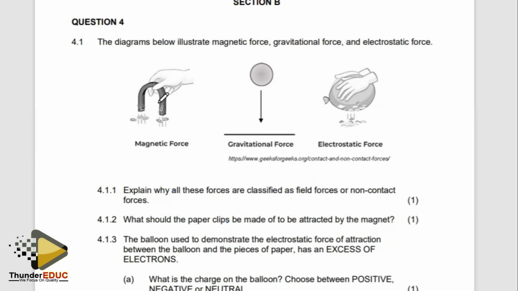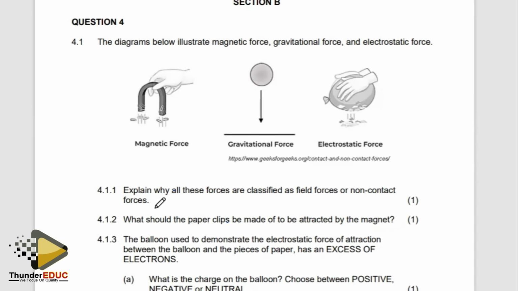If we check on magnetic force there, you see that those forces are not in contact with each other. The objects are not in contact. Even if you check the gravitational force there, they are not in contact. The object is falling down. Then the balloon, this electrostatics, there are protons and electrons that are generated, but they are not in contact.